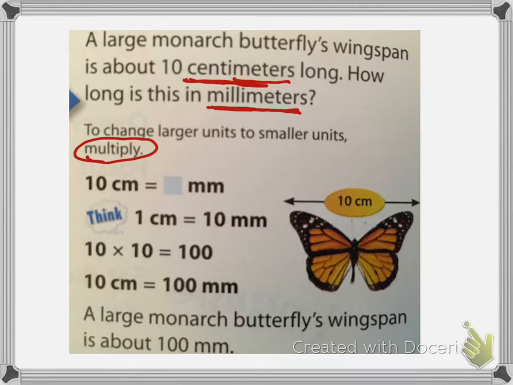So if we want to convert 10 centimeters to millimeters, if we refer back to our chart, we need to think, how many centimeters is equal to how many millimeters? 1 centimeter is equal to 10 millimeters. So since we're going from a larger unit to a smaller unit, we are going to multiply. So 10 times 10 is equal to 100. Therefore, 10 centimeters is equal to 100 millimeters.